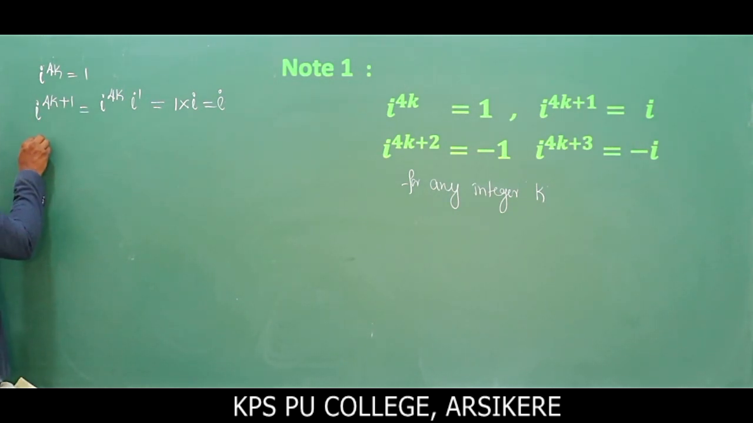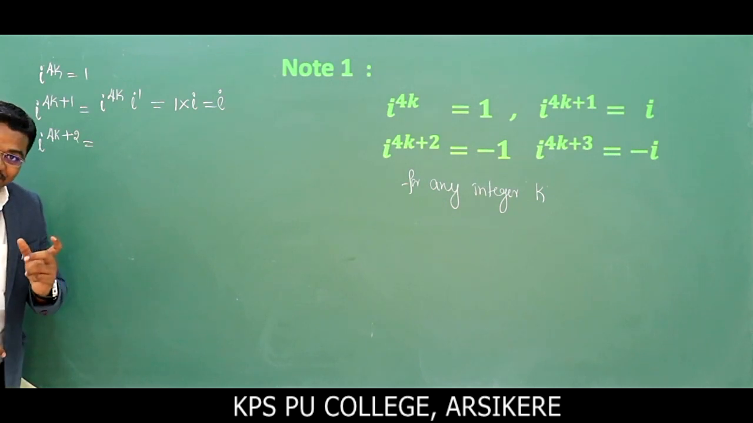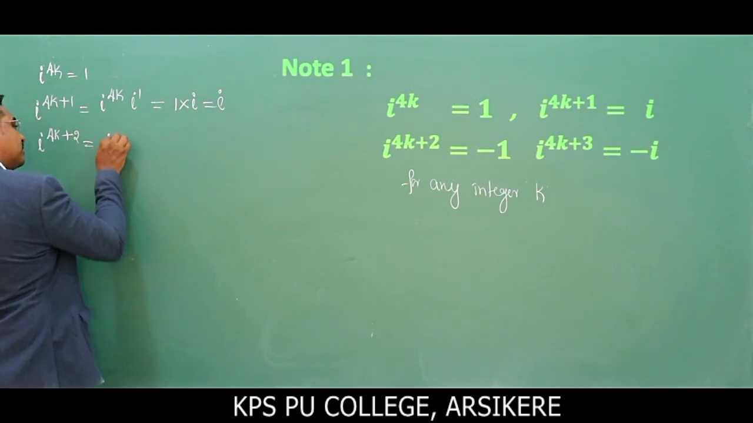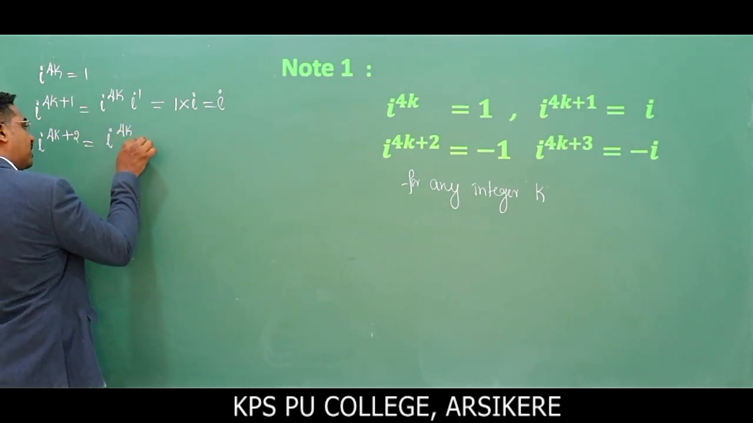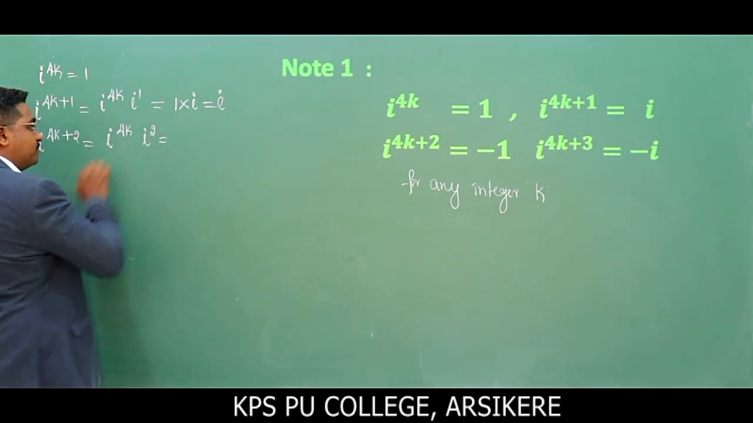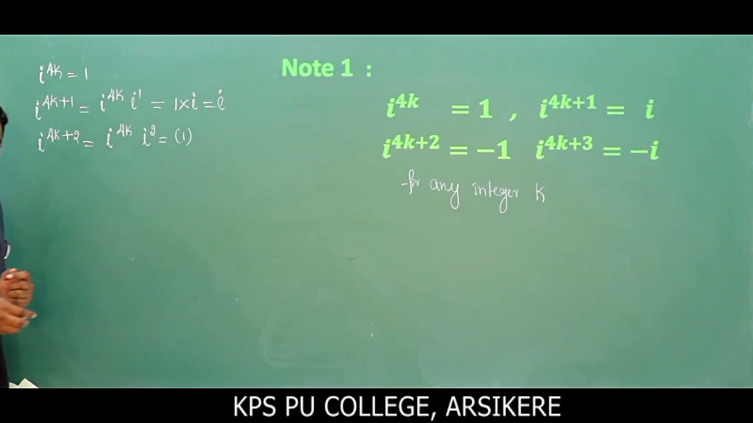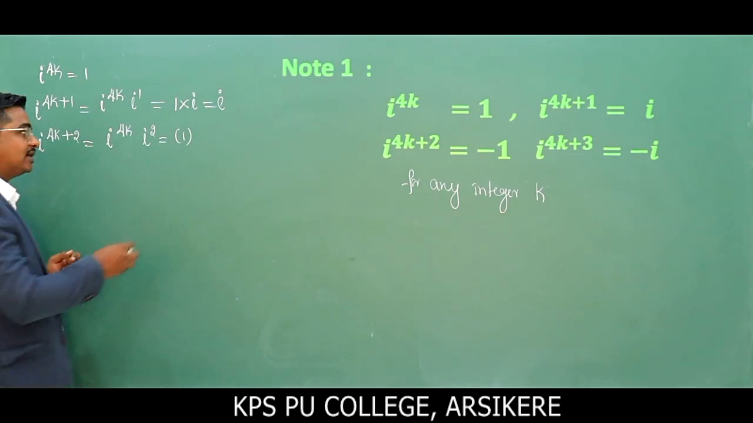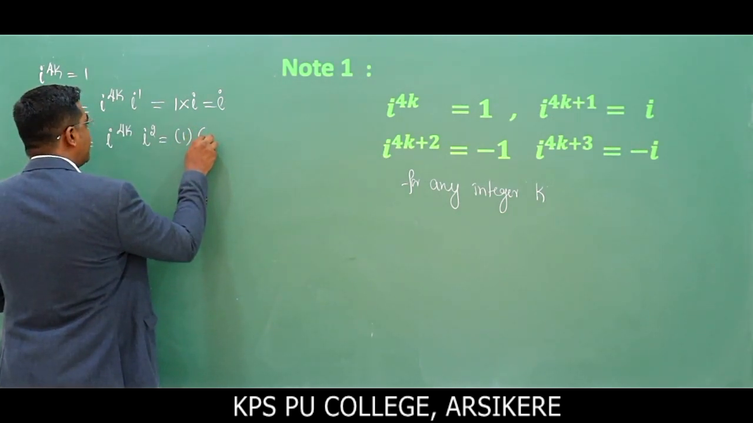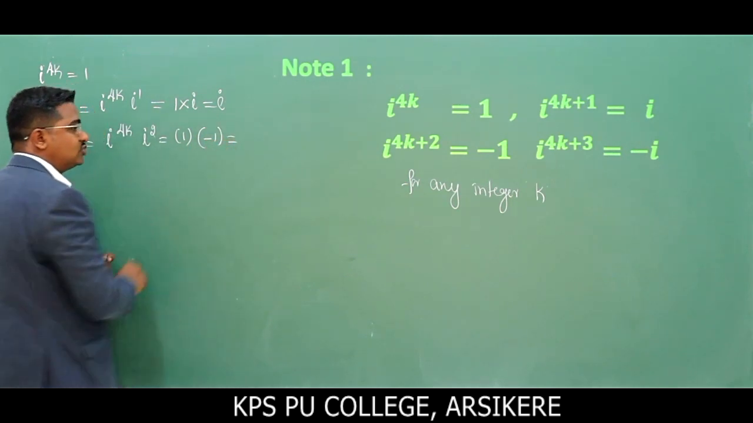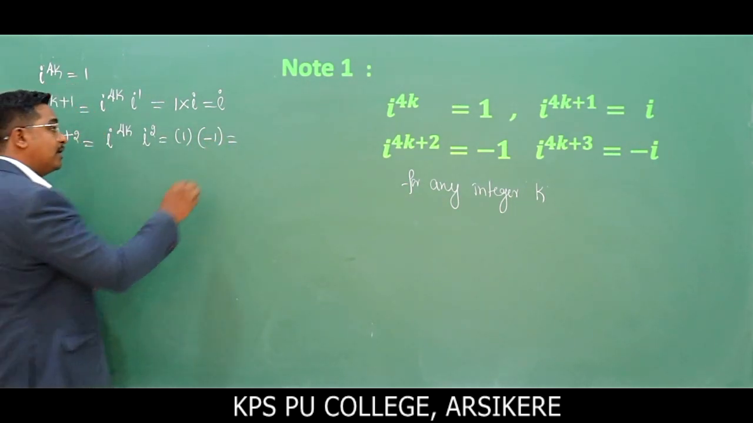Next one, I power 4k plus 2 is equal to, okay, will you split this? Very good. I power 4k into I square. I power 4k is 1. What is I square? Now tell me, the value of I square is minus 1. So 1 into minus 1 becomes minus 1.